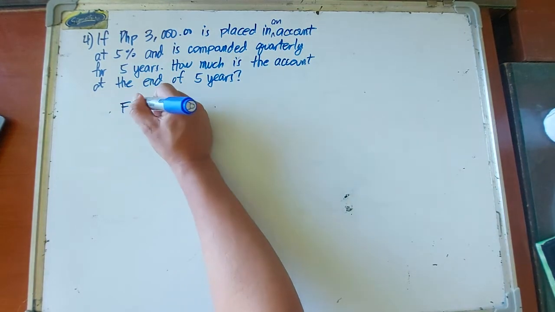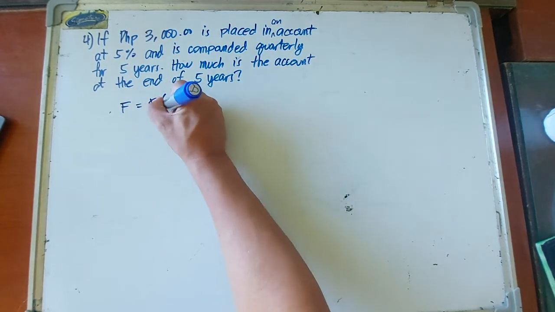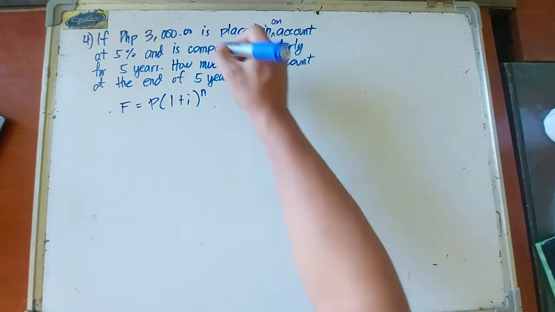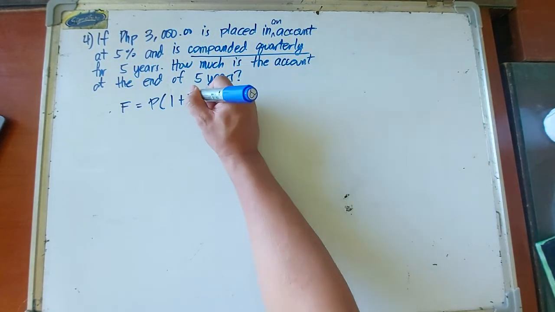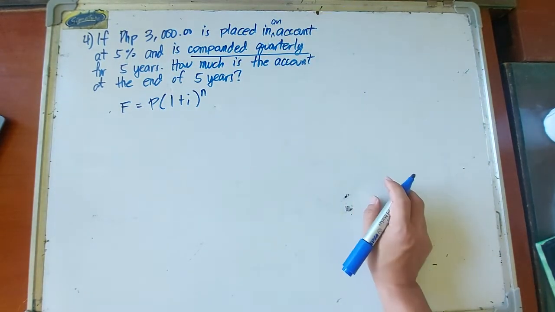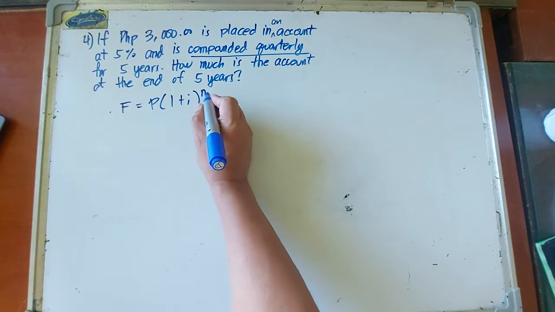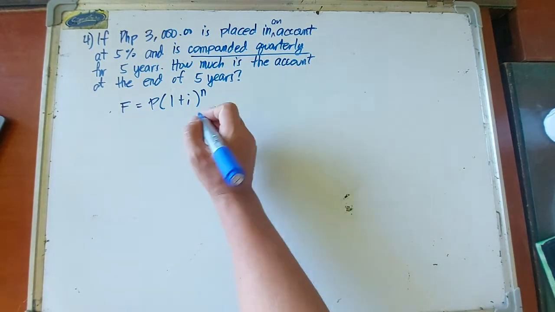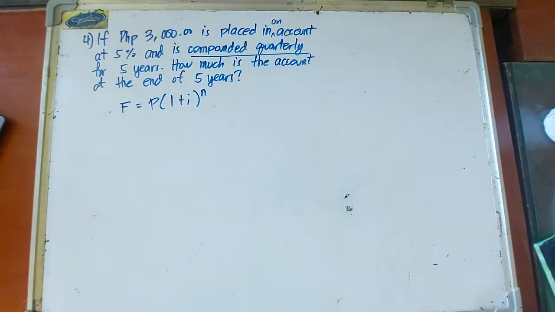So future worth is equal to P times 1 plus I raised to N. Since it is compounded quarterly, make sure that the interest follows the number of compounding per year, and the number of N here should also follow in terms of the compounding. So there is a different formula in your module, but to be consistent, we will just be using this formula.